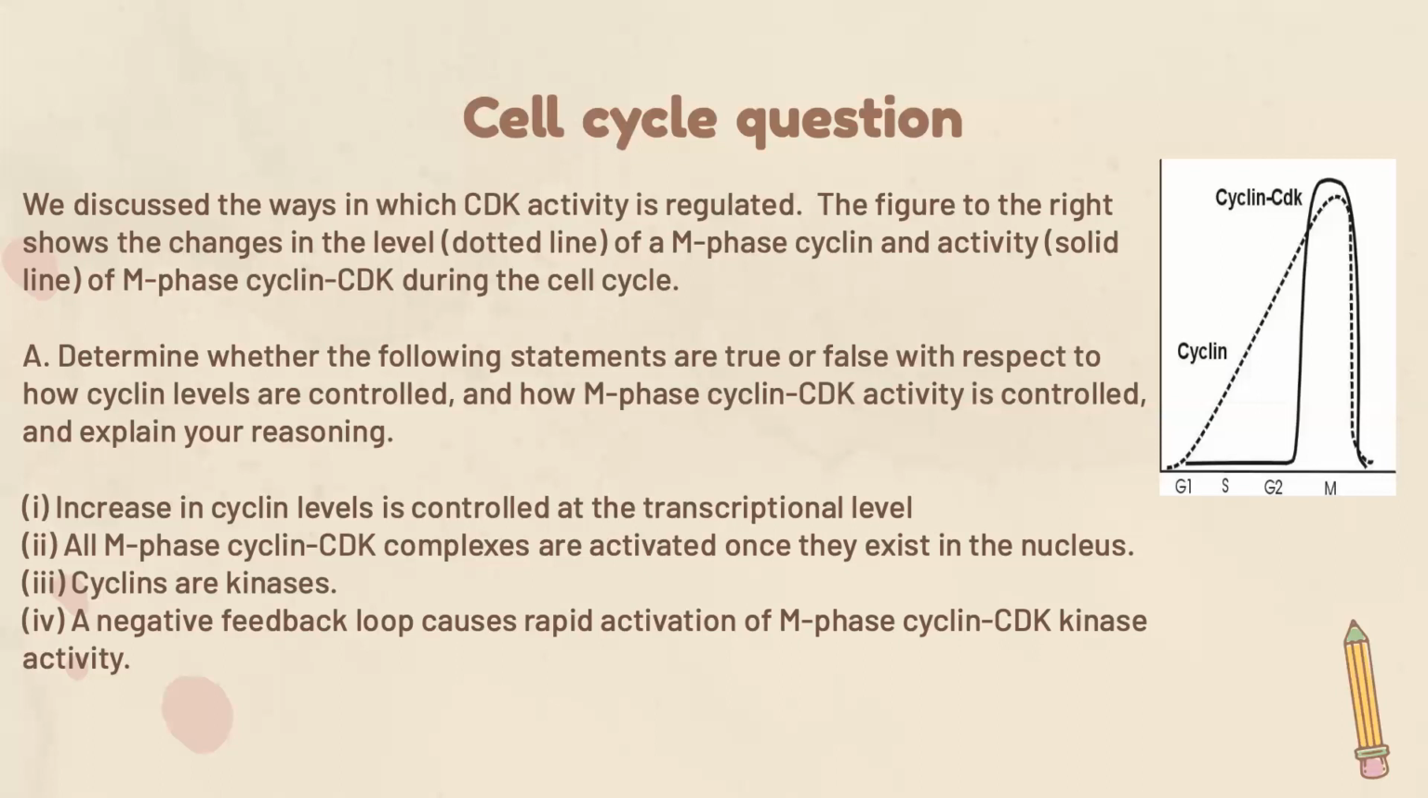And then number 3 says cyclins are kinases. All right, I'm getting a general no, which is correct. CDKs have kinase activity, and cyclins simply bind to CDK and give it binding specificity, but they are not kinases. And then the last one, it says a negative feedback loop causes rapid activation of M phase cyclin CDK kinase activity.